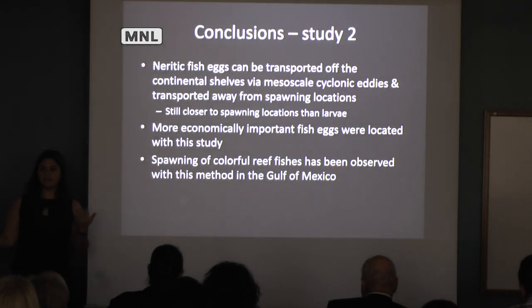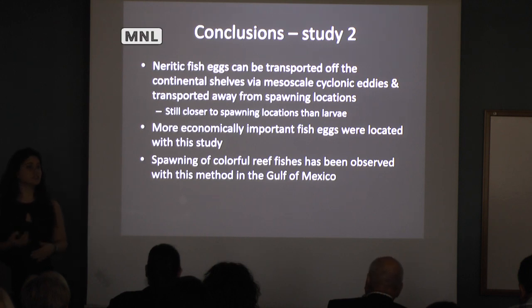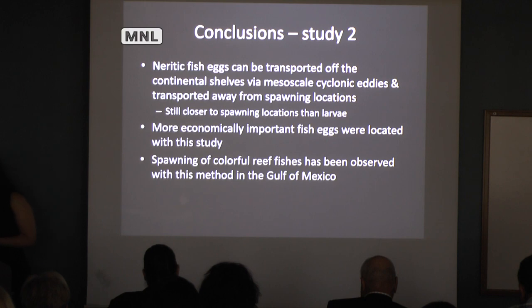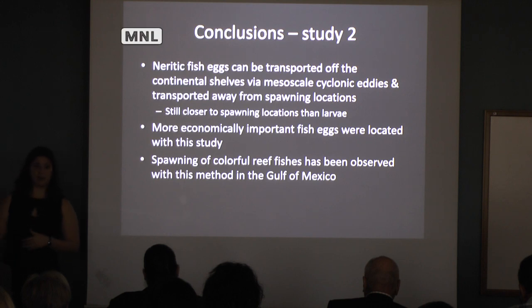The conclusions for the second study were that neritic fish eggs can be transported off the continental shelf and into deeper waters. And so even though they may be away from the spawning locations, they're still closer than the larvae would be. And so this is still okay. We're still seeing something that we are interested in looking back at. We're also seeing more economically important fish eggs were located with the study. And also, we saw the spawning of colorful reef fishes that we had not seen previously in the Gulf of Mexico.